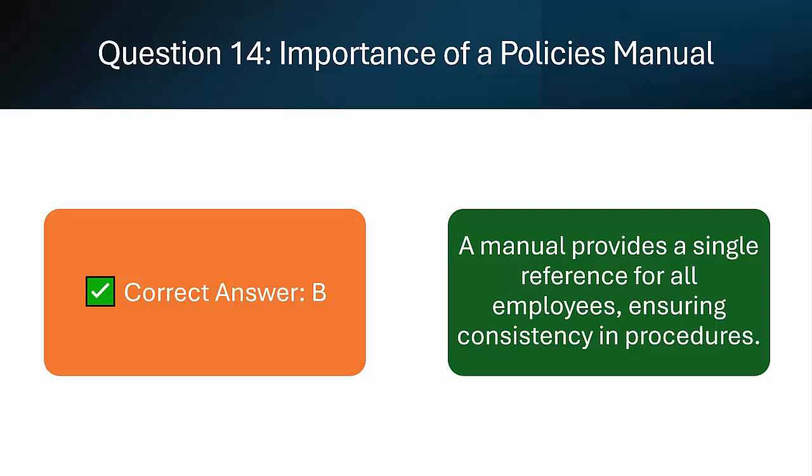Option D is incorrect. A manual supports training and supervision, but it doesn't replace them. Employees still need guidance from managers and proper training programs. Key takeaway: a policies and procedures manual is a critical tool for ensuring that all employees follow the same standards and best practices, helping the company run smoothly.